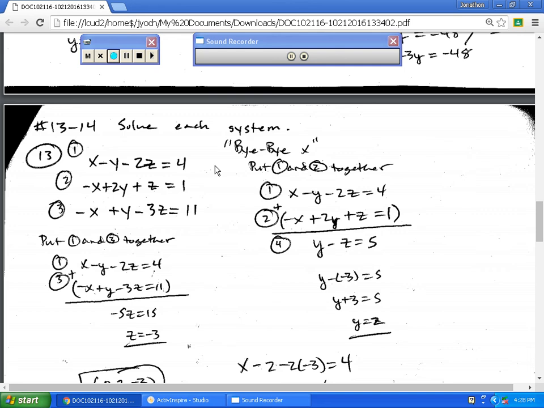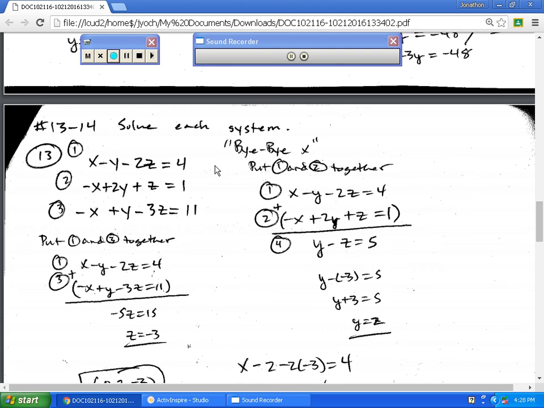The next parts, 13 and 14, this page is probably going to be 14 to 16 points on the test. What you want to do here, folks, is figure out what variable is begging to be eliminated. We're going to say bye-bye x. We got opposites. We got negative x, negative x. This is perfect. If I put 1 and 2 together, I'm going to add them together because I got a positive x and a negative x. I have opposite signs of what I'm trying to eliminate. Add everything up, I get y minus z is equal to 5.